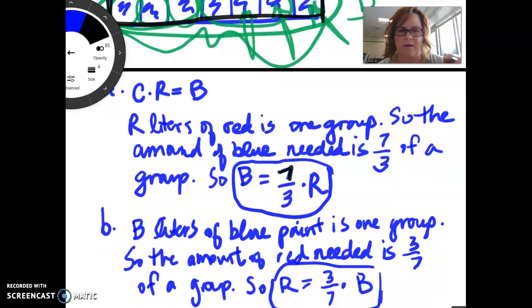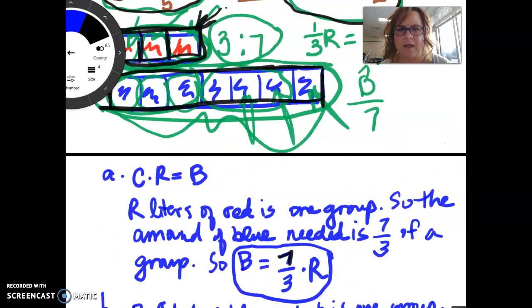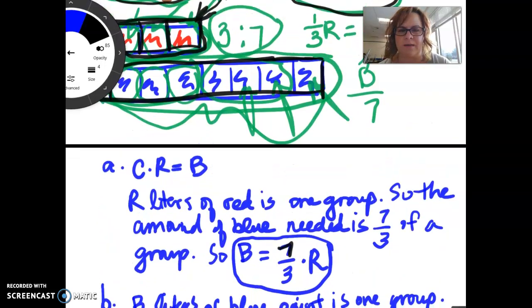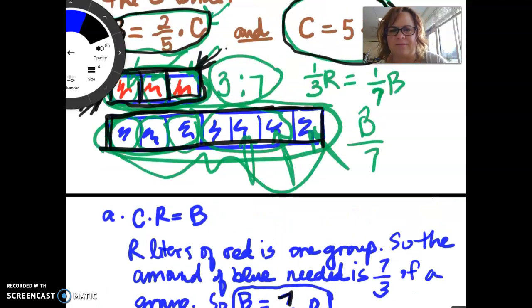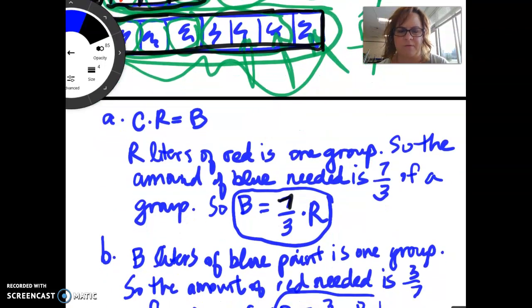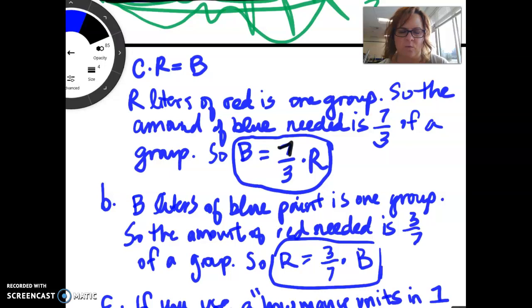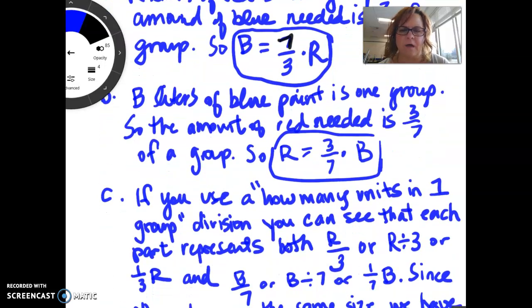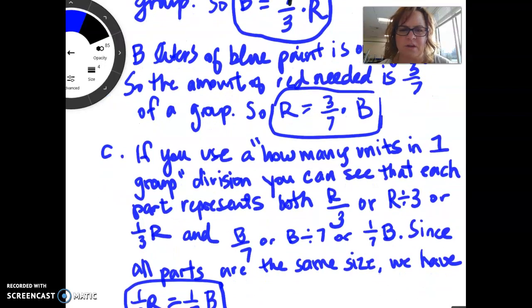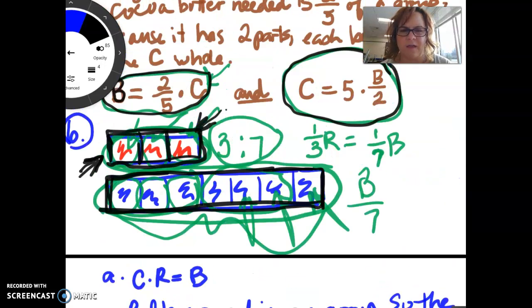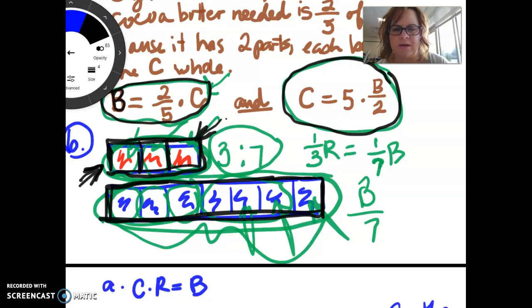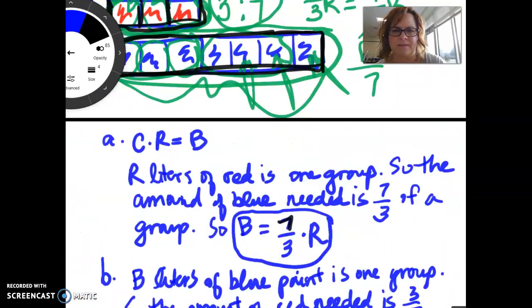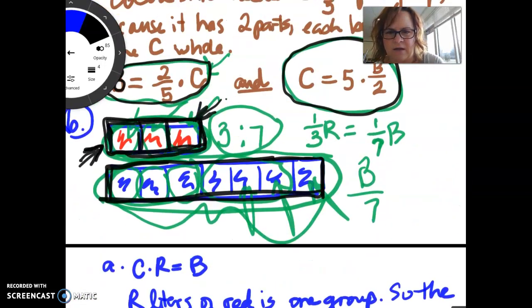In the second part, we're going to think about it sort of the other way. So this time we're going to think of the B liters of blue paint as one group. And so the amount of red needed is going to be 3/7, because it takes up 3, of course, of the 7, as you can see. So 3/7 of that blue. So our equation there would be R equals 3/7 times B. If you use the how many units in one group division, you can see that each part, so this is very much like the cocoa problem, each part can be represented by, like in this case, R, this is our red, R, divided by 3.